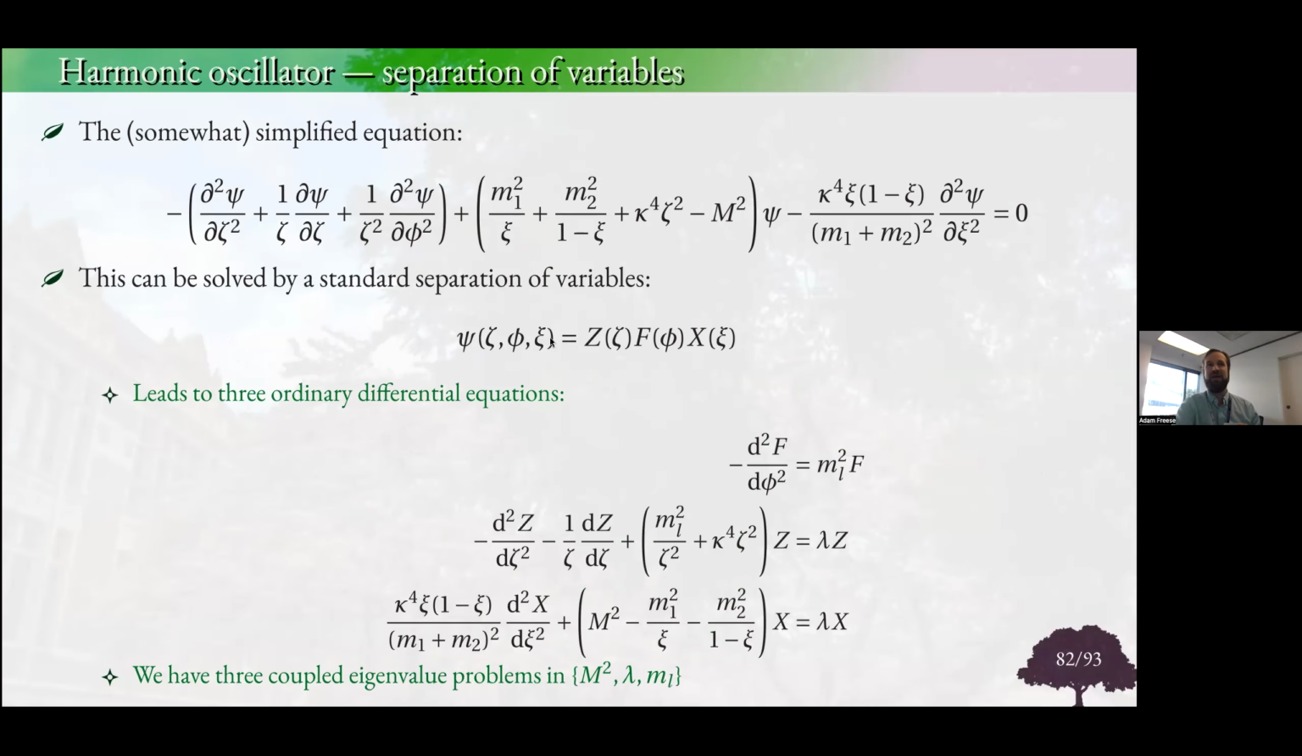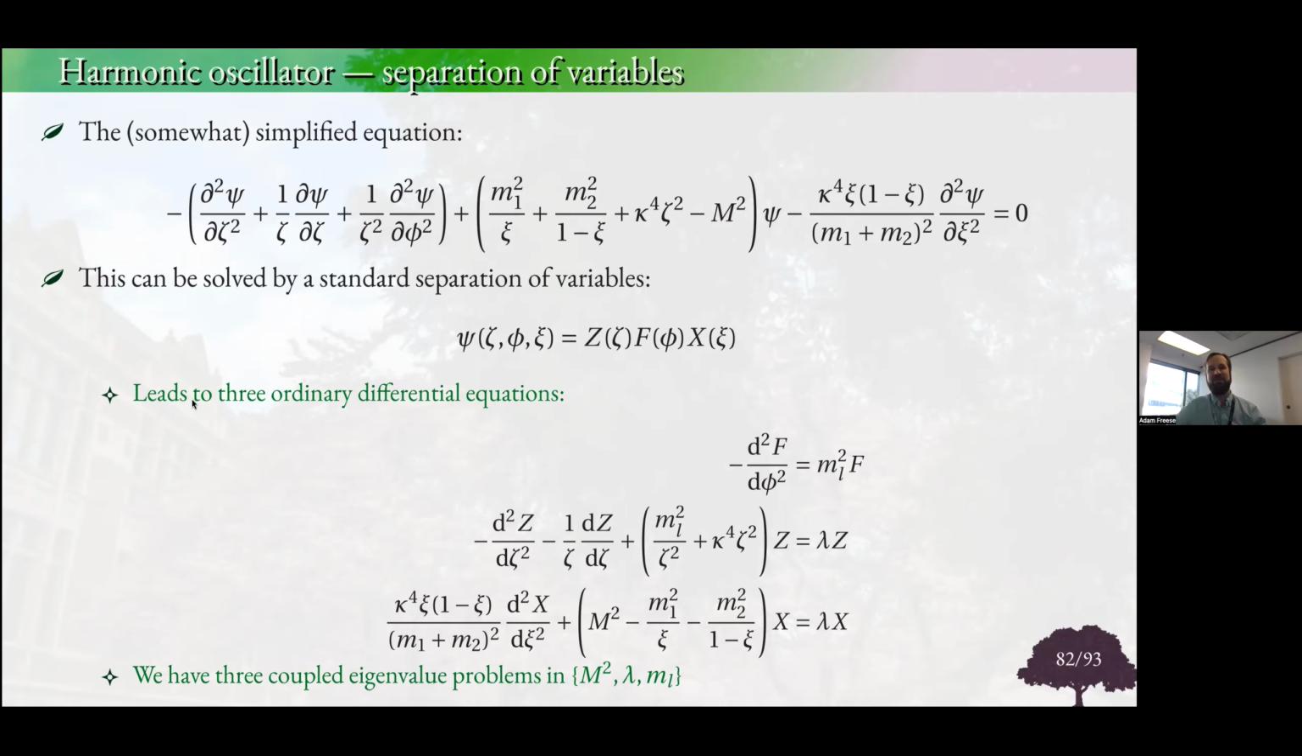Right. So with that we get a somewhat simplified equation because of this nice change of variables. Still a little bit ugly looking, but one of the nice things about it is that it's actually solvable. You can solve it by a standard separation of variables. Write the wave function as a product of three functions, each of one of the three variables it depends on. And this leads to three ordinary differential equations. One for phi, one for zeta, and one for xi. And each one of these looks a little bit more complicated than the last.